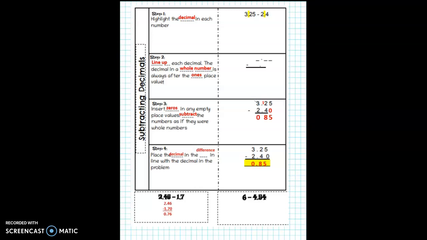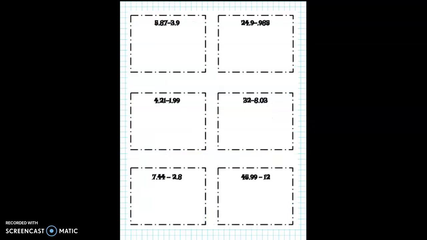For this next example, we have a whole number, so we have to put a decimal point after the 6, and because the number we're subtracting with has 2 place values after the decimal, we need to put in 2 zeros. So we're going to have 6 decimal point 00 minus 4 decimal point 54. When we subtract these, there is borrowing involved, and we get 1 and 46 hundredths.